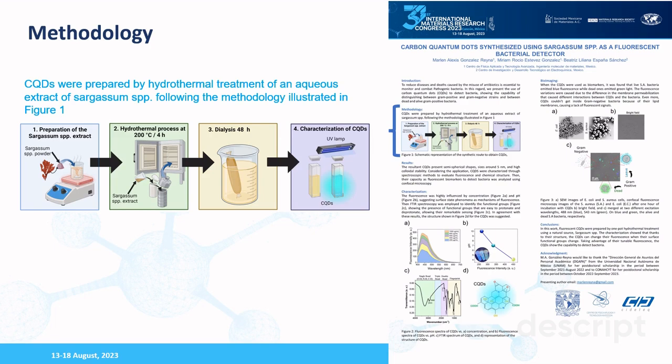Then, the solution was transferred into a 100 milliliter Teflon-lined autoclave and heated at 200 Celsius degrees for 4 hours. The resultant solution was dialysed against water for 48 hours. The product solution was dried under a vacuum and redispersed in distilled water at a concentration of 0.5 milligrams per milliliter for further characterization and use.